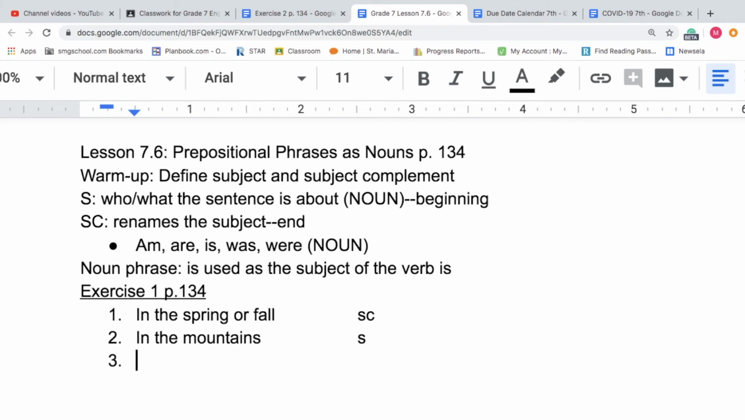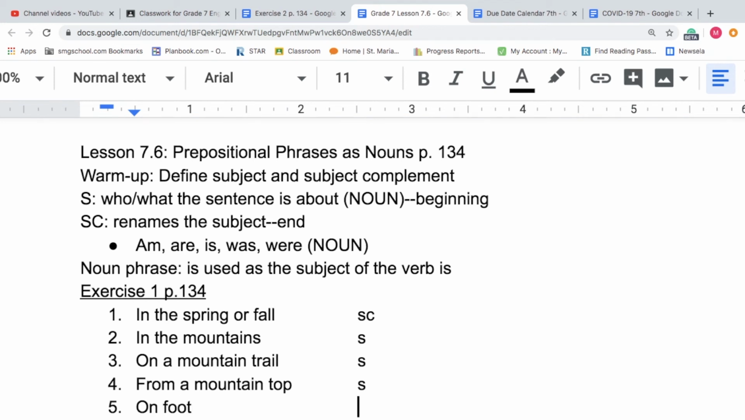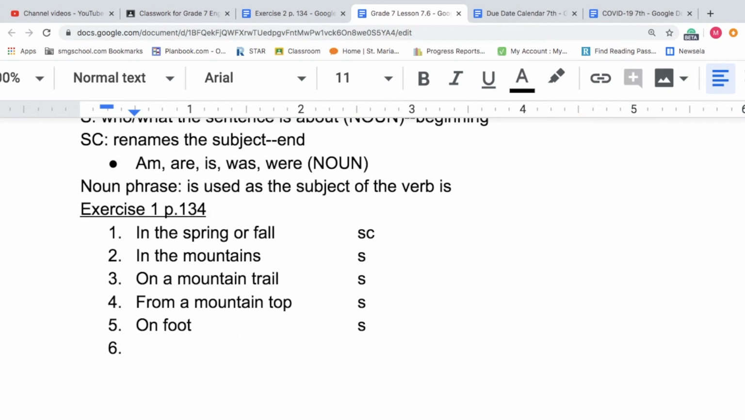Number 3, on a mountain trail is a wonderful place to enjoy nature. And that's at the beginning of the sentence, so that's the subject. Number 4, from a mountaintop is the best place to view scenery. From a mountaintop. Beginning of the sentence, subject. Number 5, on foot is the surest way to travel through the mountains. On foot. Beginning of the sentence, so that makes it a subject.